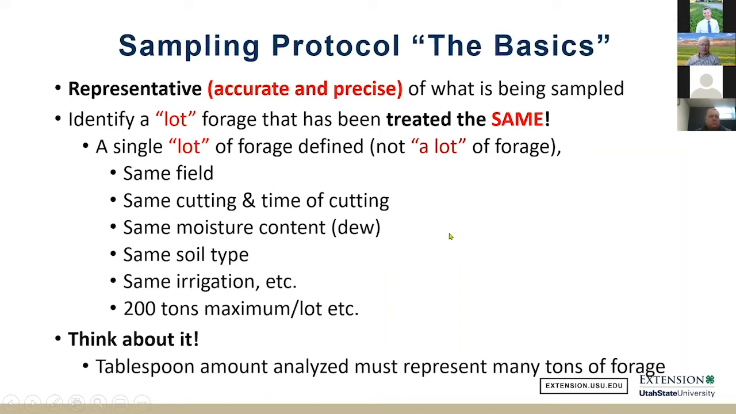Anytime there's variation within a field or variation within the forage that's being produced, it needs to be identified and separated and sampled separately. So just as you would sample two different soil types in a field, as Grant explained, you want to sample different forage types separately, and don't try to blend a sample, or you won't have a good analysis.